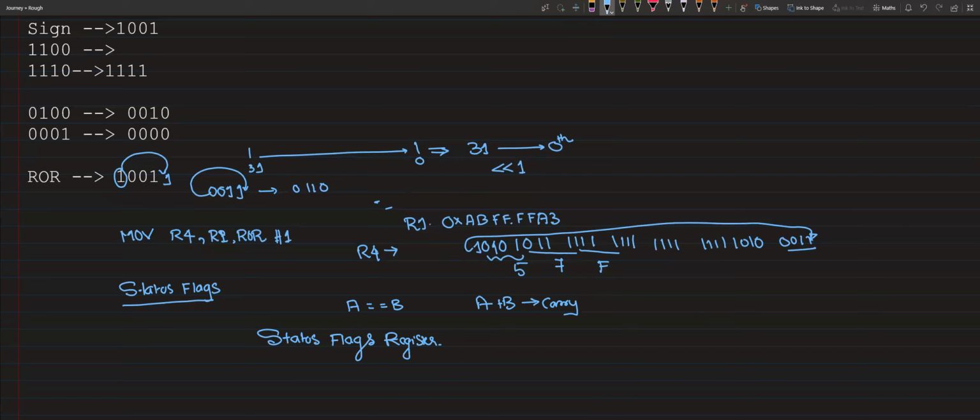Before discussing this, let me take 2-3 minutes to discuss what kind of status flags we have, how we use them, and when they will be set.